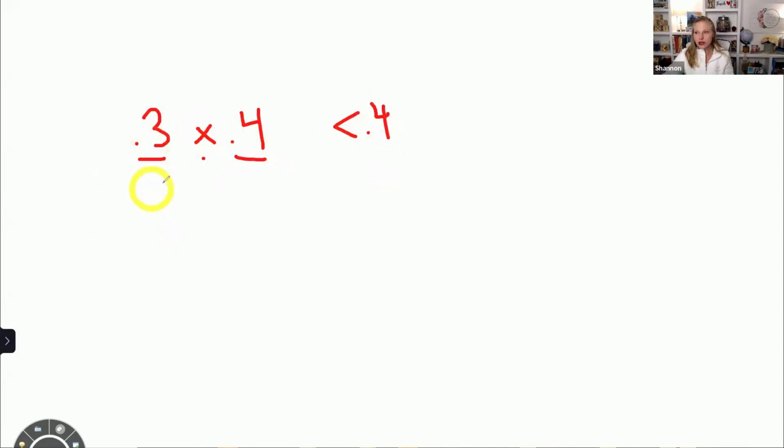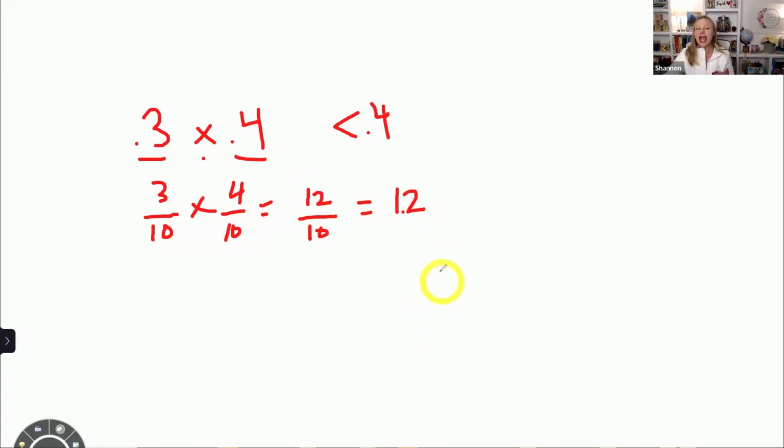Well, I know this is a fraction, right? It is 3/10. What is this? 4/10. I know how to multiply fractions. It's 12/10. When I write 12, my decimal point has to be in the tenths place. So 1 and 2/10 is the same as 12/10. So my friends, as you're working through the reasonability piece, you're asking yourselves, what do I already know about the size of the existing factors? What do I already know without even doing a single piece of computation about the size of my product?